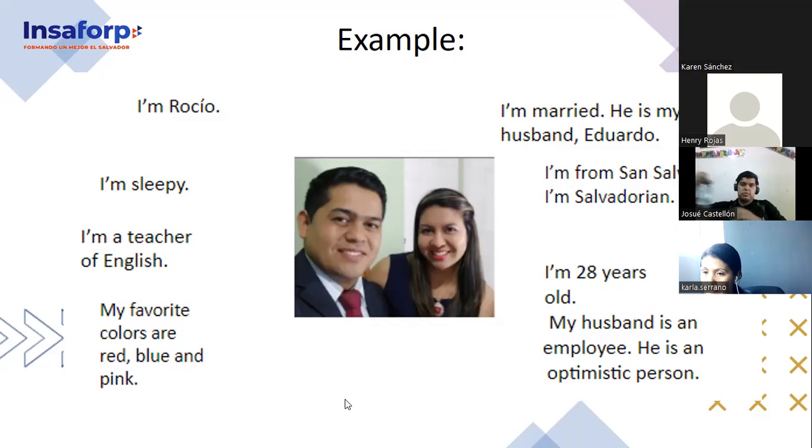Okay, Henry. I am Henry. I am stressed out. I am a student of English. My favorite colors are black, red, and blue. I am single. I am from San Salvador. I am Salvadoran. I am 43 years old. My favorite sport is basketball. Excellent, Mr. Rojas. That was perfect. Just be careful with the spelling of Salvadoran.